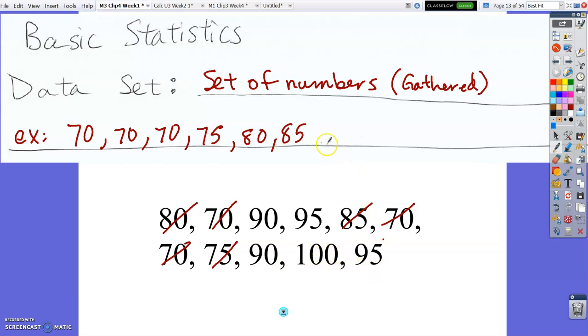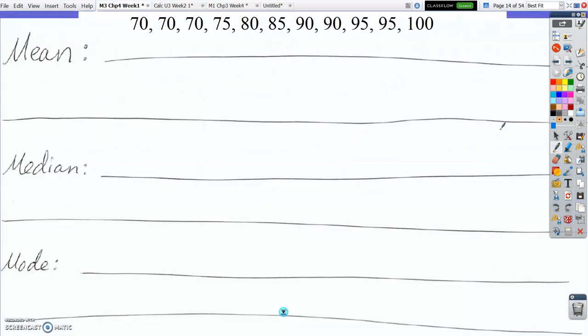Then I have 2 90s, 2 95s, and 100. And so I should have 11 numbers here, 1, 2, 3, 4, 5, 6, 7, 8, 9, 10, 11. And so I've written down my data set correctly. So that's that. Moving on, we have our mean, our median, and our mode.